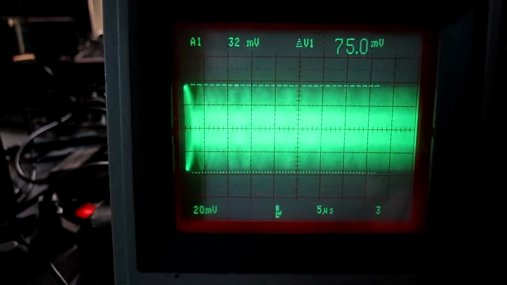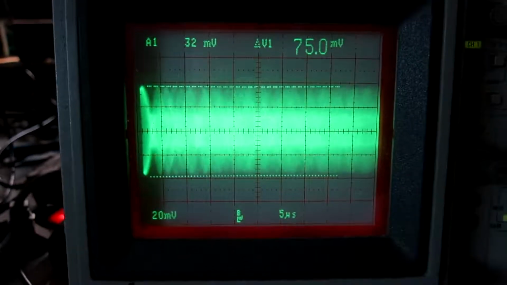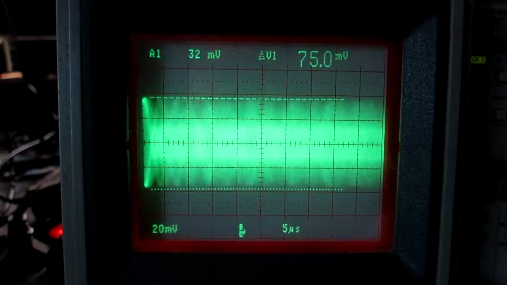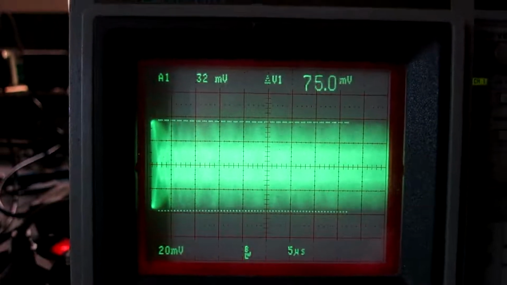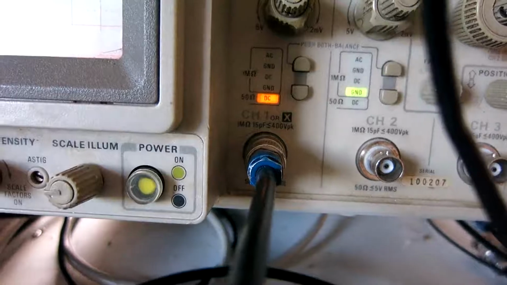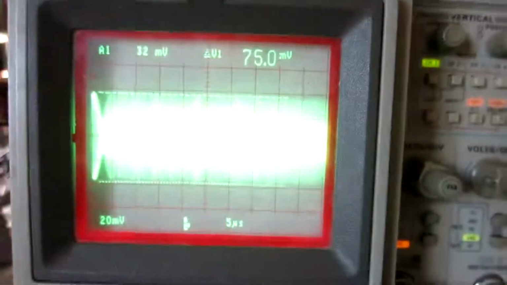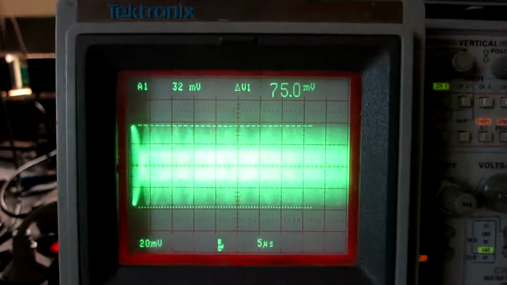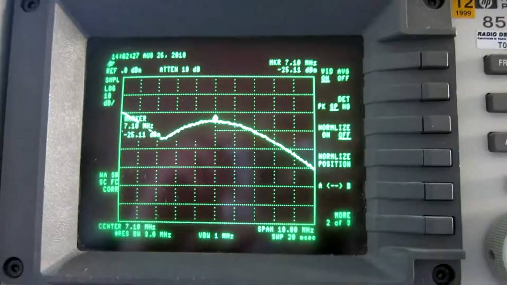The signal looks like this in the time domain. 75 millivolts peak to peak. That means the peak power is minus 18 dBm. And this is into a 50 ohm load. The oscilloscope is set for that. This means that the spectrum analyzer actually shows the peak power and not the RMS power as I thought.